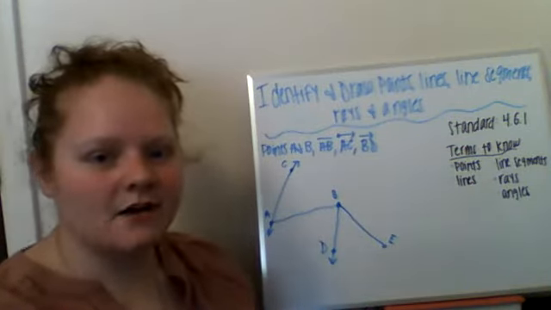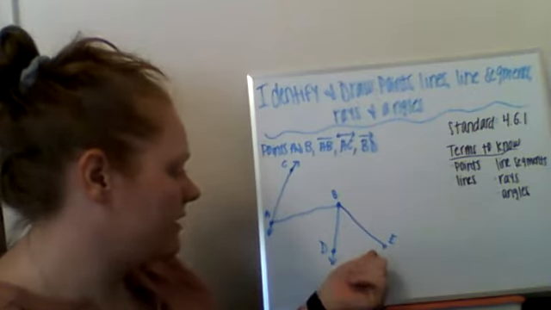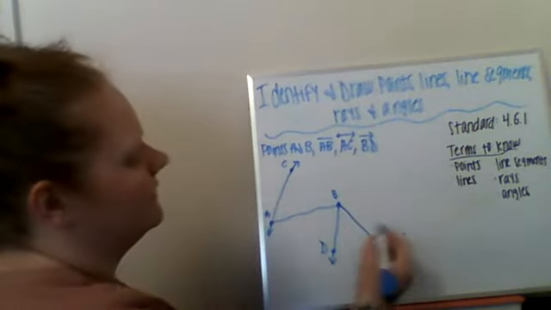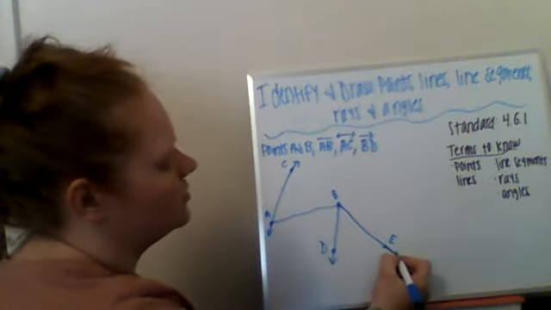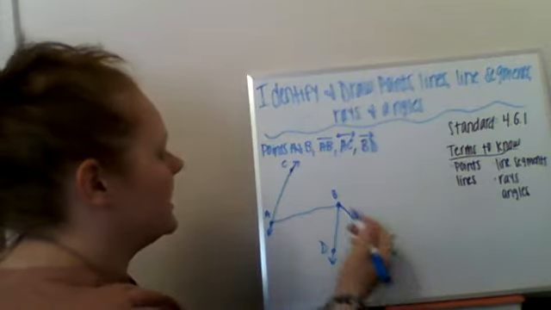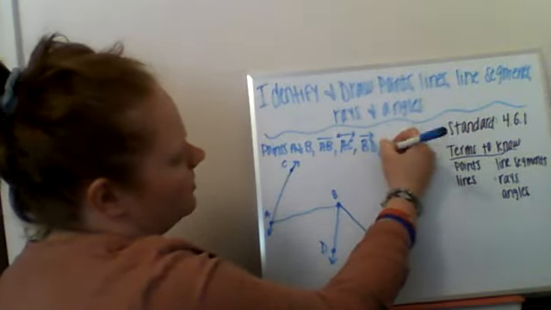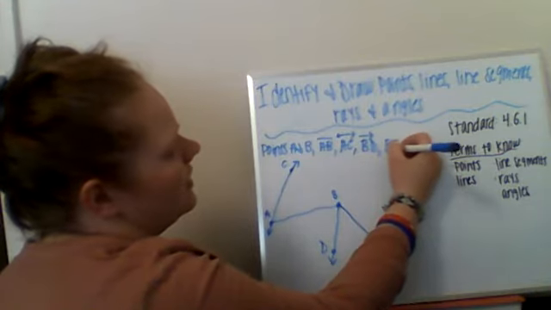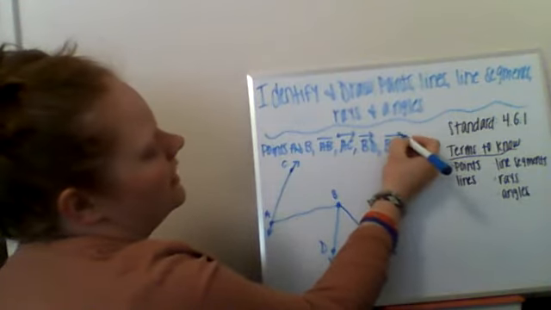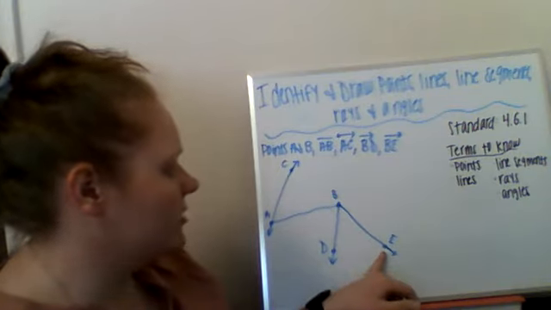Okay, now I also want to make a ray with BE. So I'm going to extend it in one direction. Now if you notice, it's just like BD right here, so I have another ray. So I'm going to put BE with my ray symbol, a line and an arrow in one direction, because it's only extending in one direction.